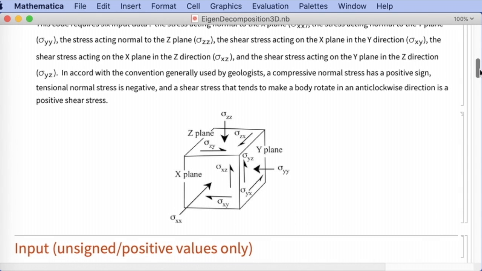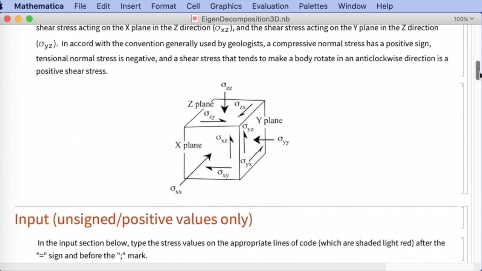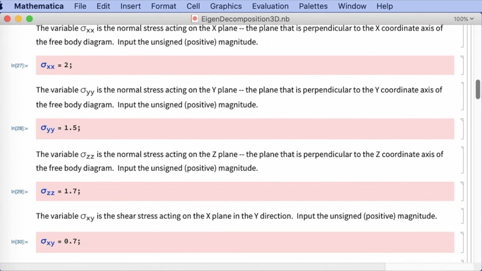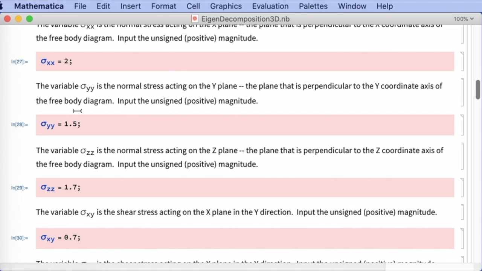This is just to remind you what those terms mean. And so sigma xx, the normal stress acting on the x-plane in the x-direction here, has a value of 2. Now all of the values that we're going to use as input in these little pink boxes are positive values, or unsigned values to be more specific. Now I understand that there is such a thing in the world as a negative normal stress, but for the moment this code is only going to work with positive values. I can change that value from a 2 to a 3 to a 4 just by highlighting the value and typing in whatever number I want. But for the moment, let's just go with 2.